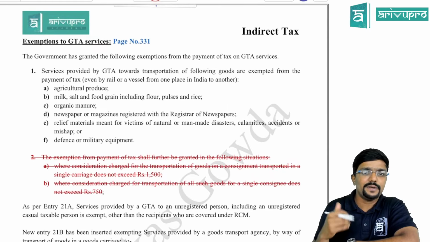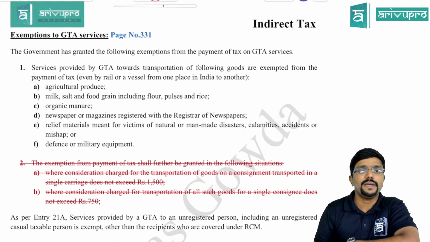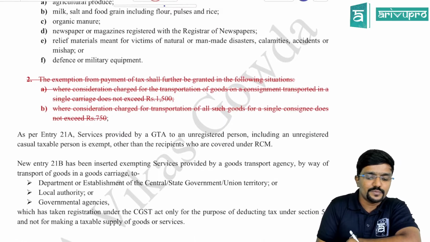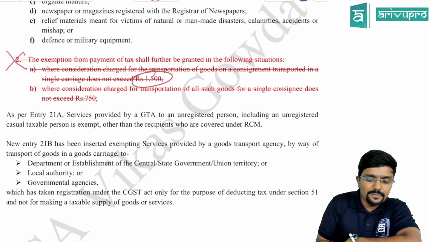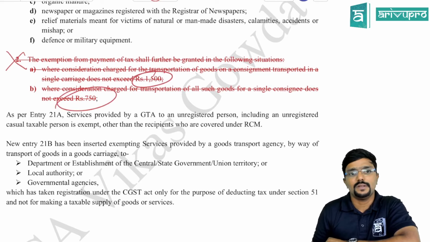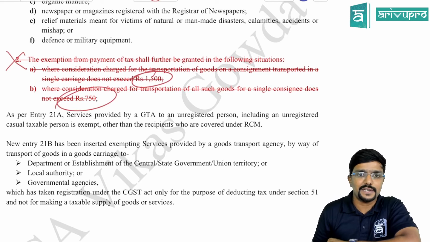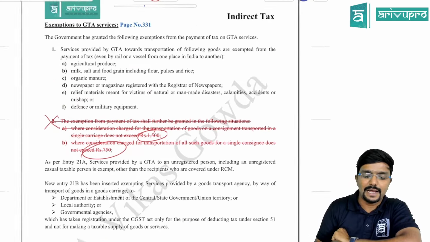Then with respect to exemptions given to GTA, in page number 331, they have removed this too. Okay, whatever exemption was given with respect to some monetary limit, they have removed this exemption now. They have removed these exemptions, guys. Then all other things are as it is.